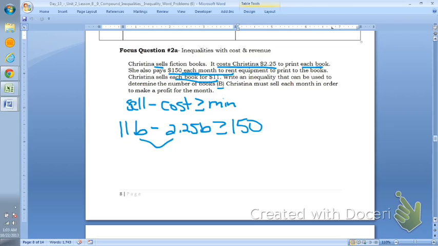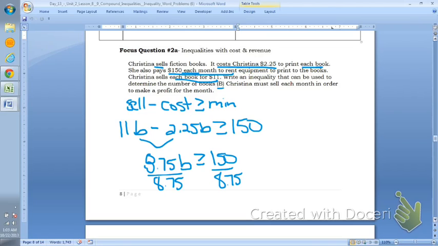So combine those two terms together. 11 minus 2.25 is $8.75 per book. Still, we want to go greater than or equal to $150, the amount of our rent. To find out how many books we need to sell, or she needs to sell, you divide by 8.75. Divide by 8.75.